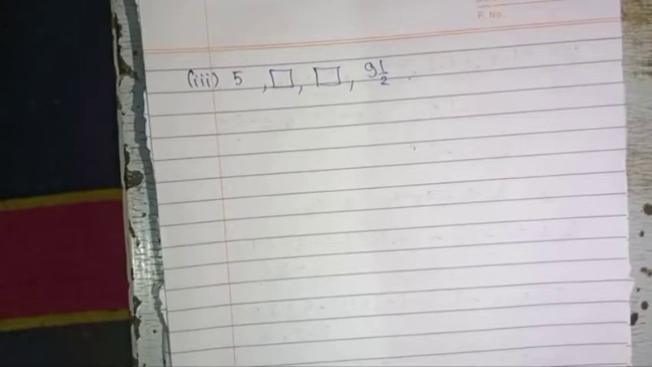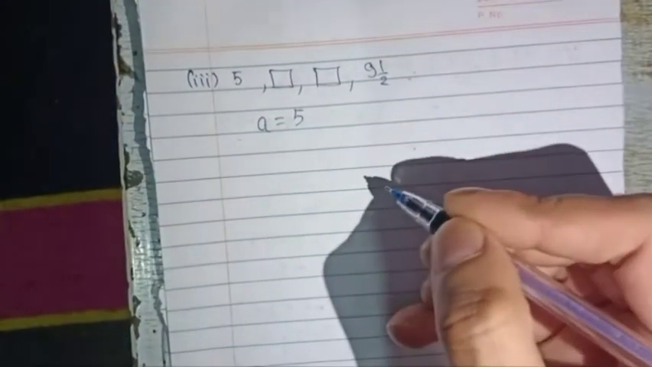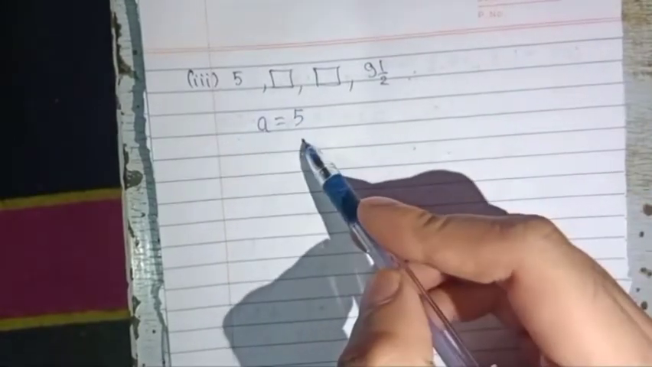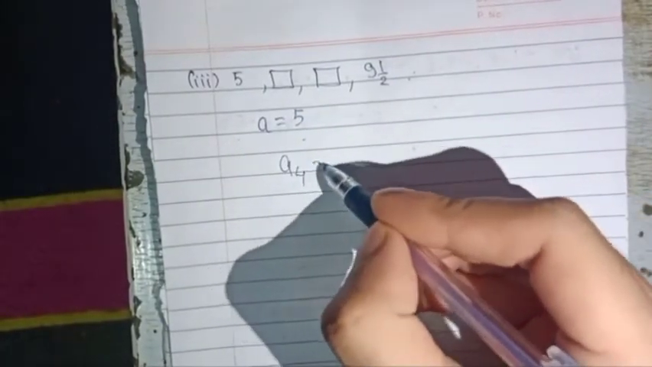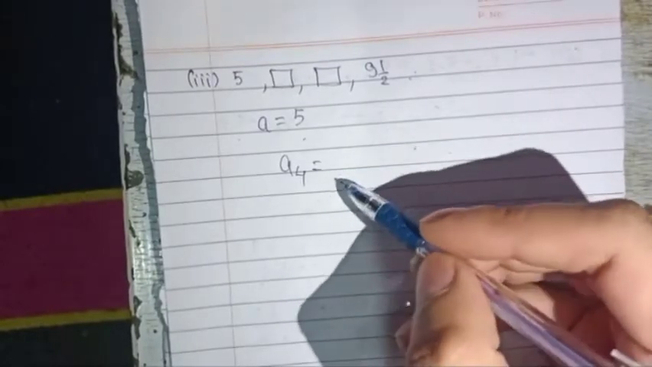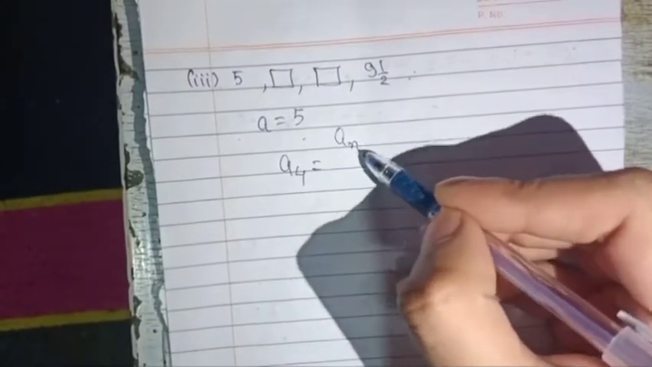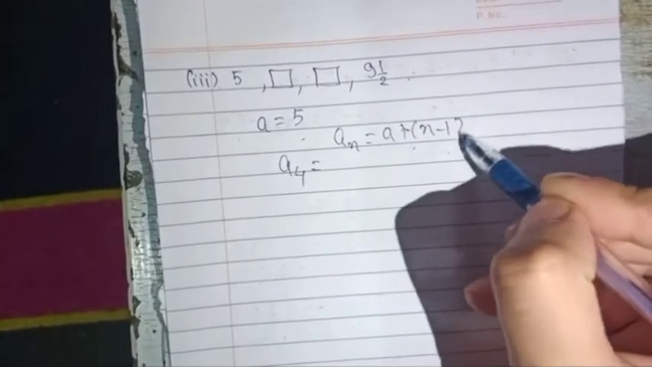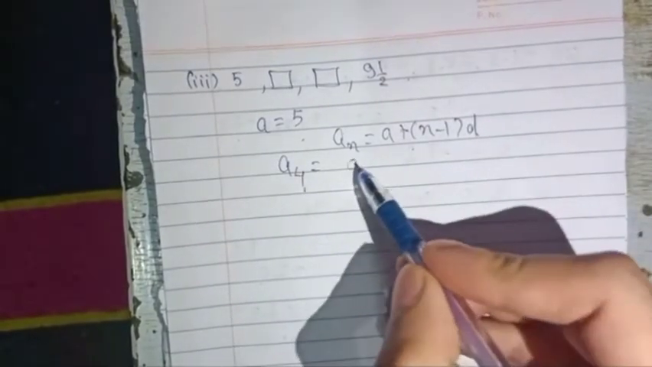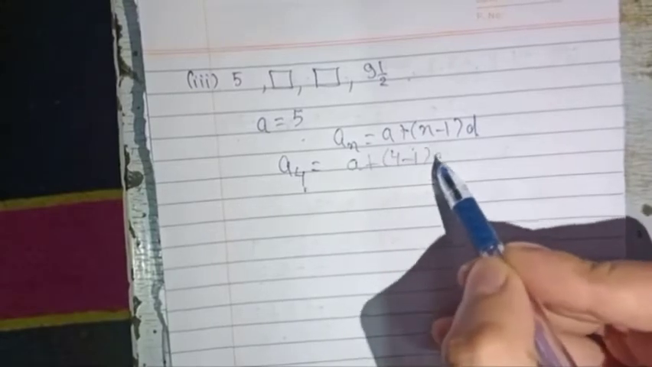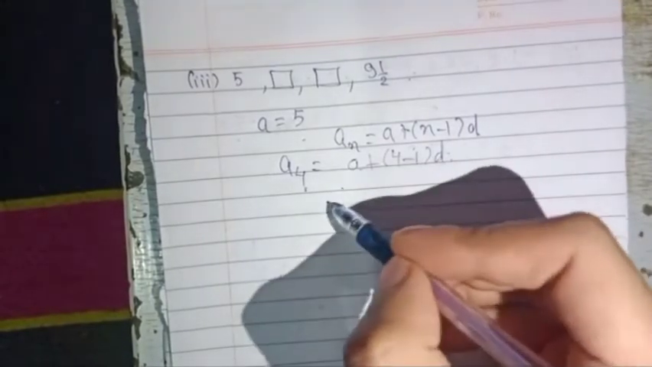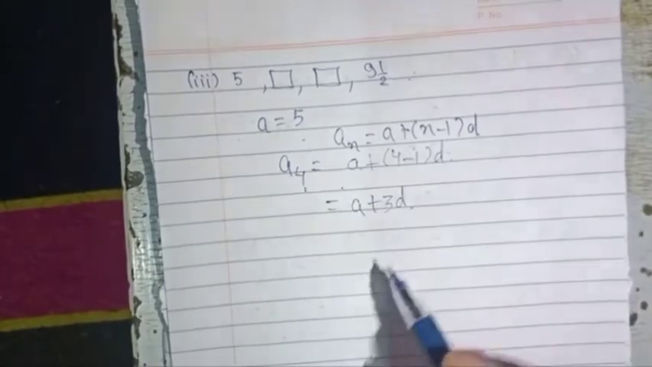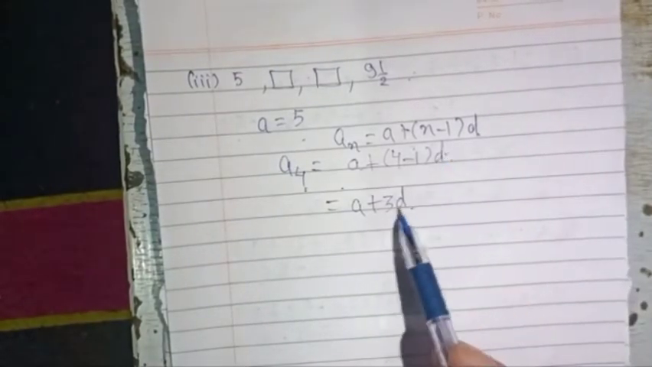Now question number 3. We have 5, then the second term is not given, the third term is not given, and the fourth term is 9 whole 1 upon 2. So a is given to us as 5. First term a is equal to 5, and the fourth term a4, we will apply the formula a_n equal to a plus n minus 1 d. So a4 is equal to a plus 4 minus 1 multiplied with d. So it will become a plus 3d.